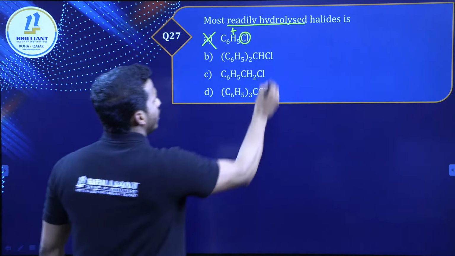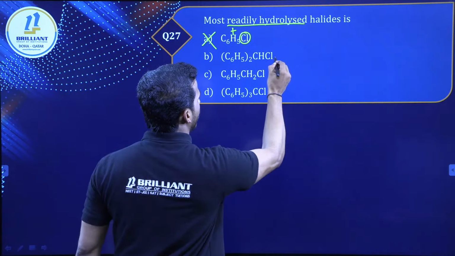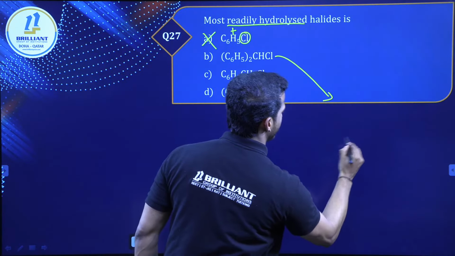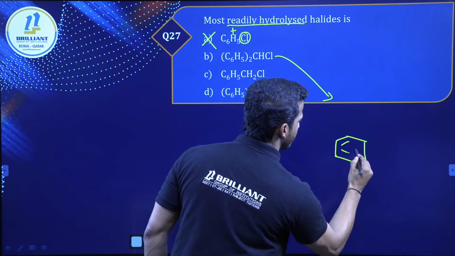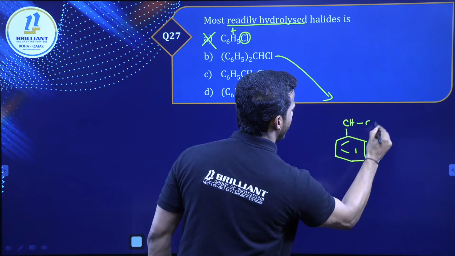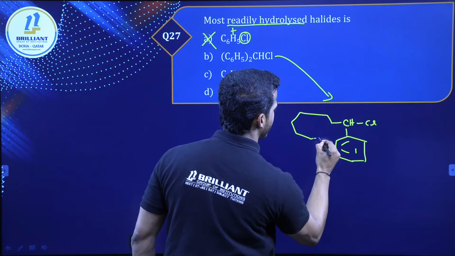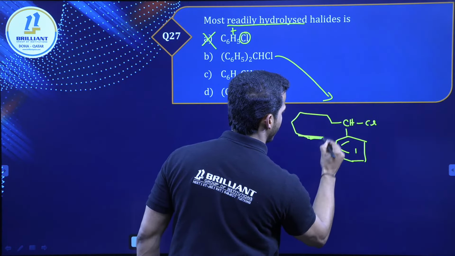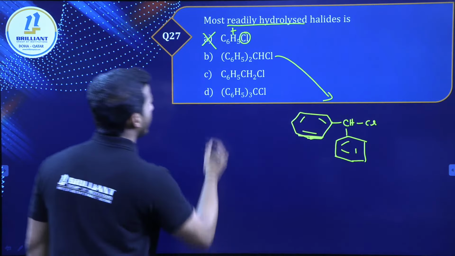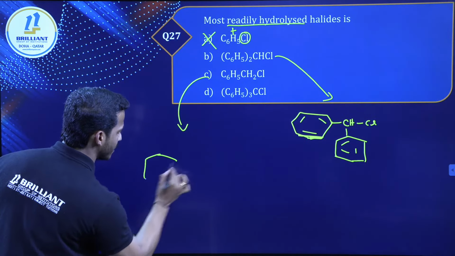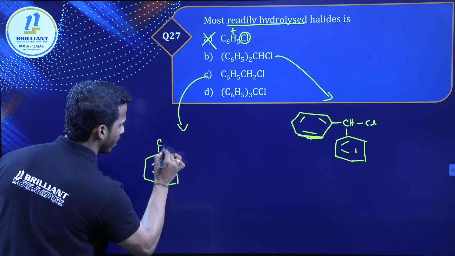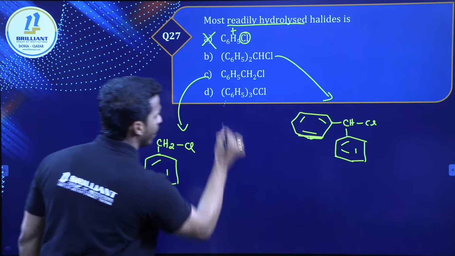Leave it. What about this compound, this chlorine? I'm just expanding. C6H5. You know what C6H5 is? That is a benzene ring, CH, Cl, and one more benzene ring is there. Okay, one more benzene ring is there in the compound. And what is option C? That is benzyl, just benzyl chloride. Benzyl chloride.